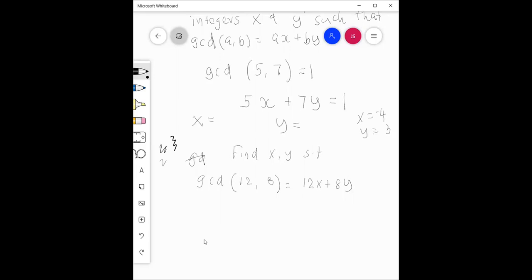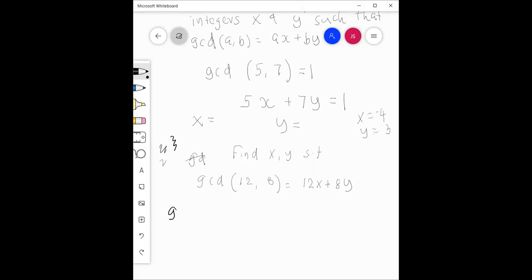Right, any answer? Yeah. X equals 1, y equals minus 1 for that case, right? For that case, x equals 1, y is equal to minus 1. But what about this kind of problem?